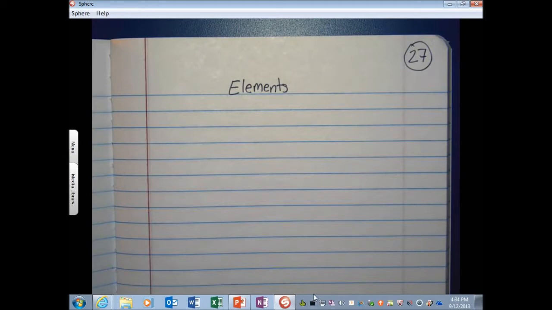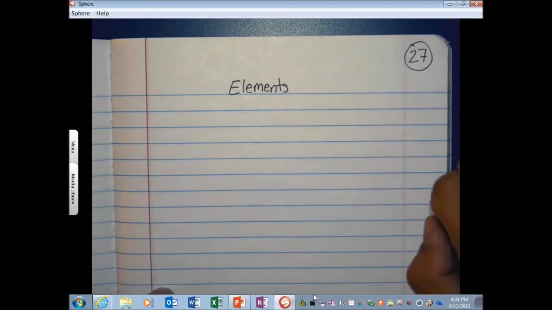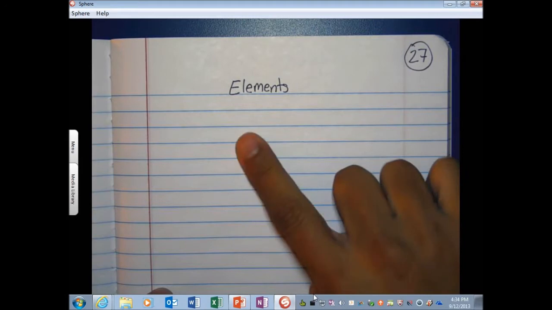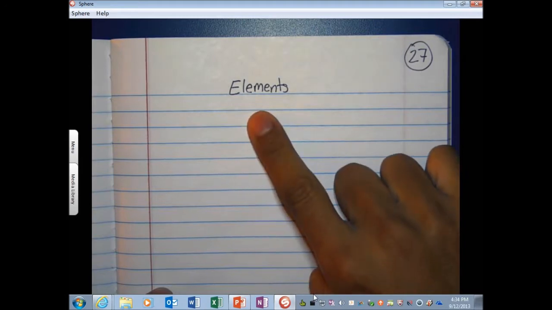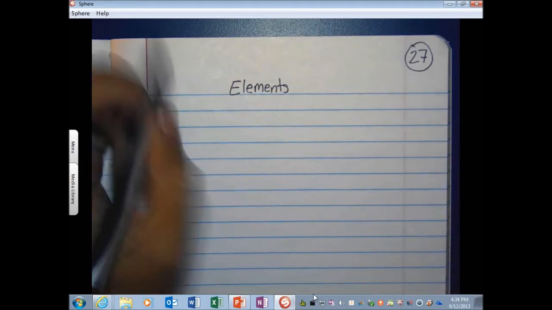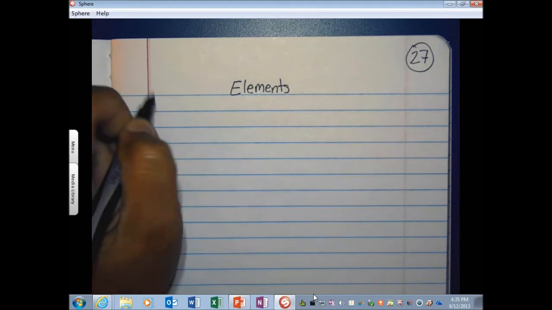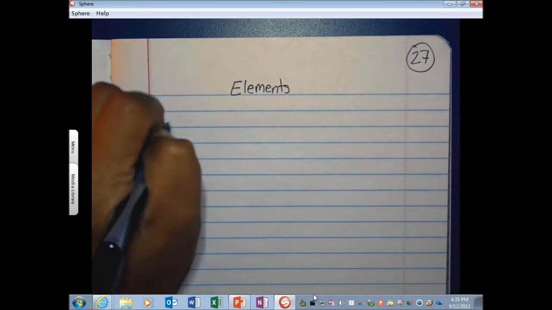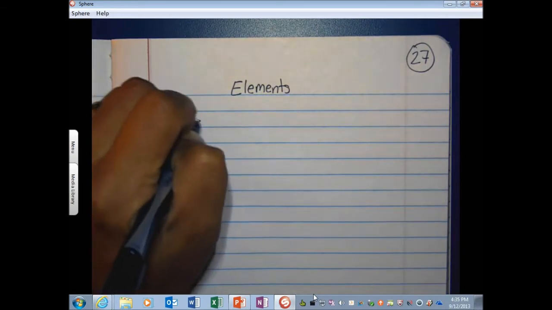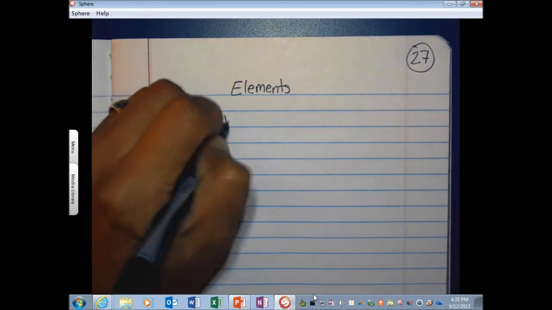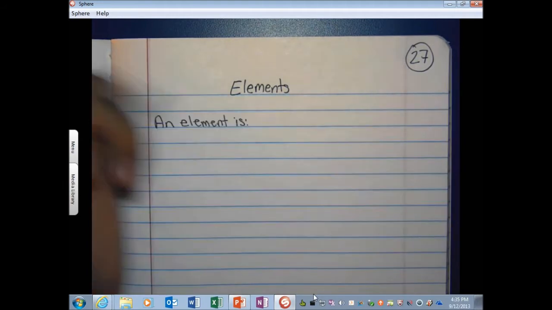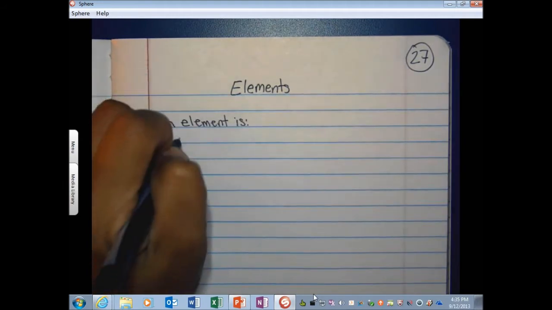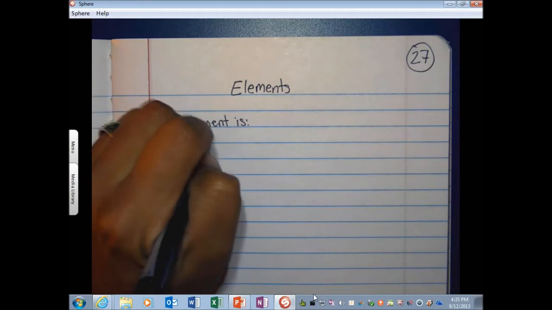So here we are in our notebook. Again, it's on page 27. So make sure you do that. It is on the right hand side, and you need to title it Elements. And the first thing we're going to do, as we mentioned earlier, is basically define what an element is. So you'll write an element is, and then we'll include our first bullet point.